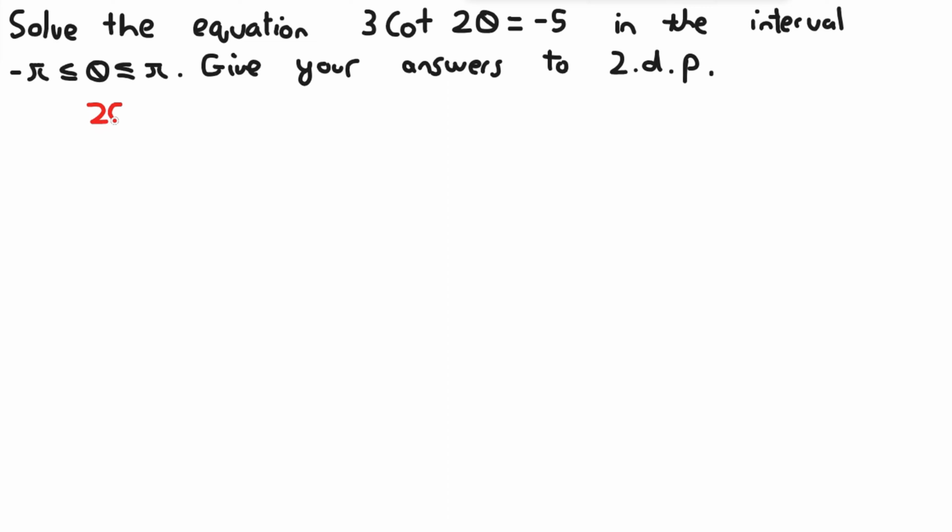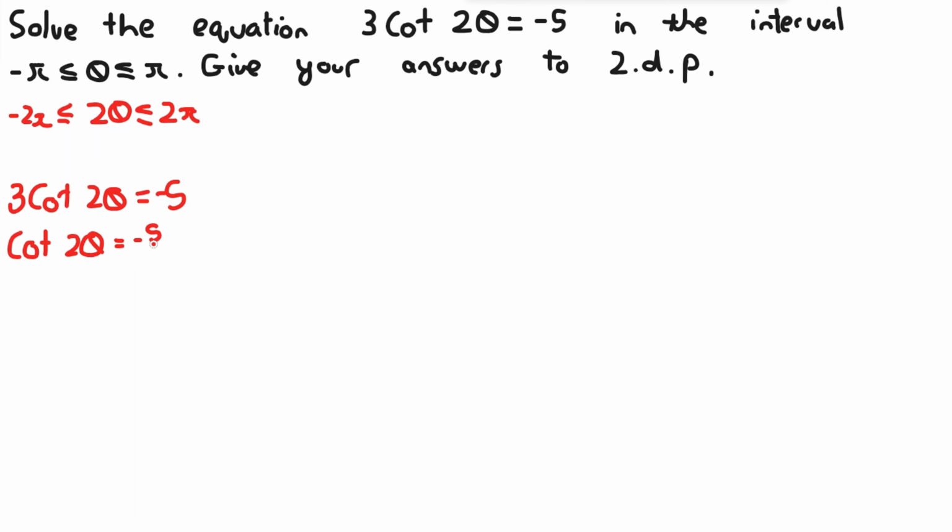So this is going to become 2 theta, and then pi times 2 is equal to 2 pi, and then minus pi times 2 is equal to minus 2 pi. So we switch the interval from in terms of theta to in terms of 2 theta, like it is in the question. And now we need to solve this equation here. So it's 3 cot of 2 theta is equal to minus 5. Divide both sides by 3 to get cot of 2 theta is equal to minus 5 over 3.